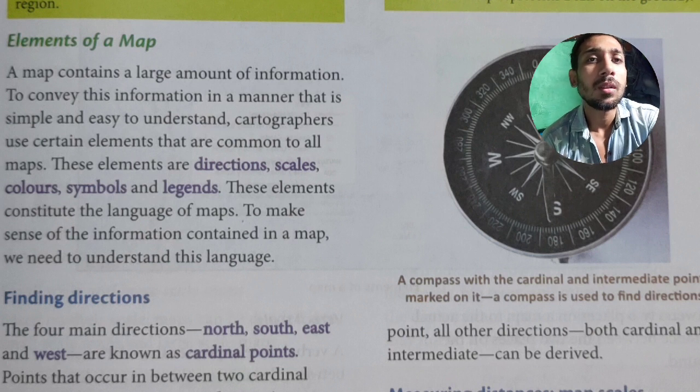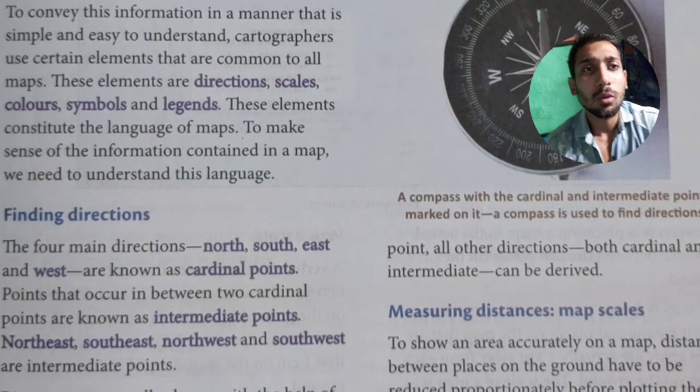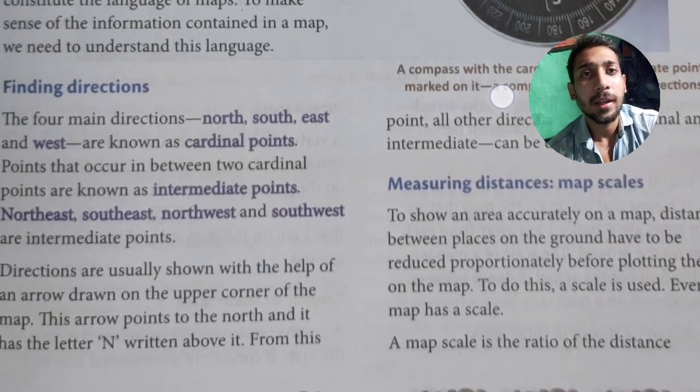So there are five elements which are mainly used by cartographers: directions, scales, colors, symbols and legends. These are called the language of the map, as I told you before. So let's go for finding directions.